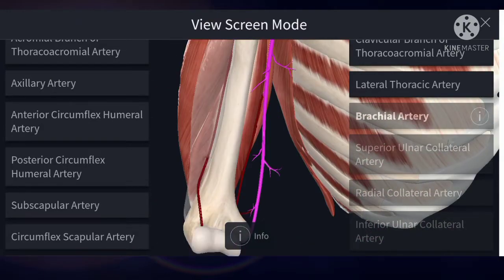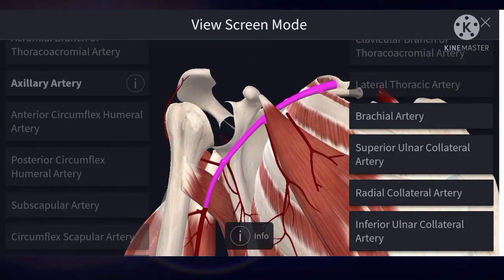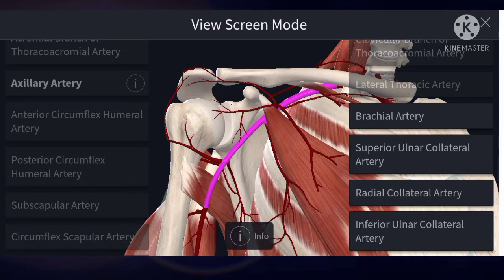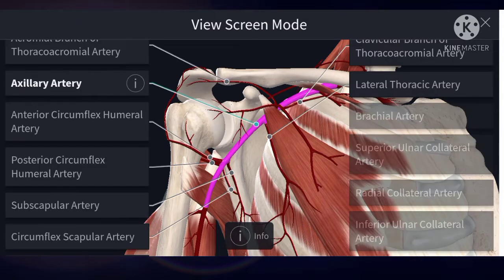The pectoralis minor muscle divides the axillary artery into three parts. The first part lies superior to the pectoralis minor muscle, the second part lies posterior to the pectoralis minor muscle, and the third part lies inferior to the pectoralis minor muscle.